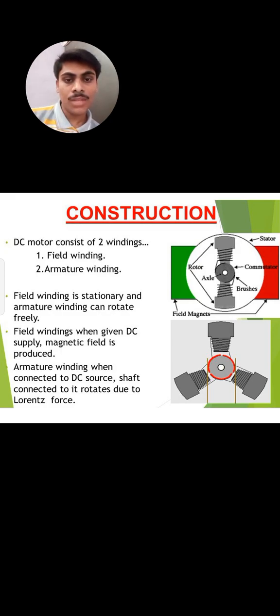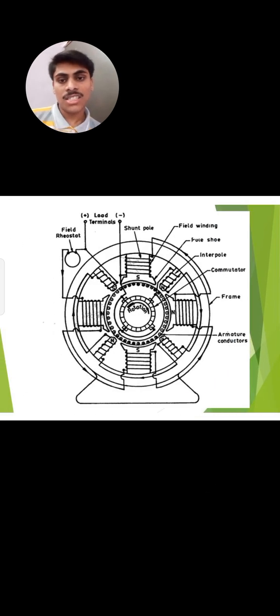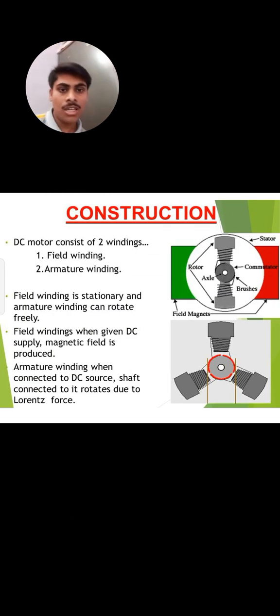In this diagram, in the middle are the brushes and commutators, and the stator and rotor are also there. Next, what is the construction diagram of a DC motor? Field winding, torque winding, internal force, commutator, frame and armature conductors are there, and in the middle of the conductors is the commutator. Field winding and armature winding are the two windings in the construction of a DC motor, which is very important.